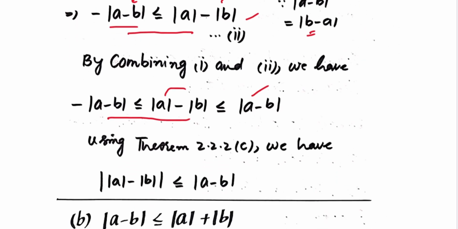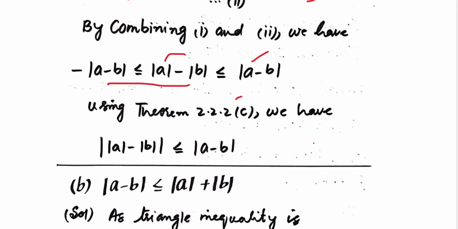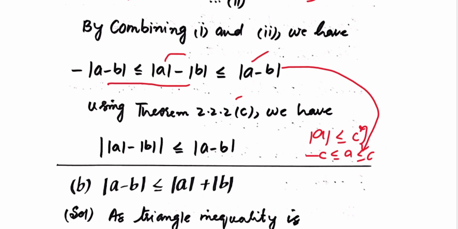Okay, next, by using theorem 2.2.c. What was theorem 2.2.c? |a| less than or equal to c can be written as -c less than or equal to a less than or equal to c. So here we have this form that can be enclosed in this. This is my c, the central number is my a, and this is my -c. By using this fact, you can enclose this central number in absolute values, which is less than or equal to |A - B|.